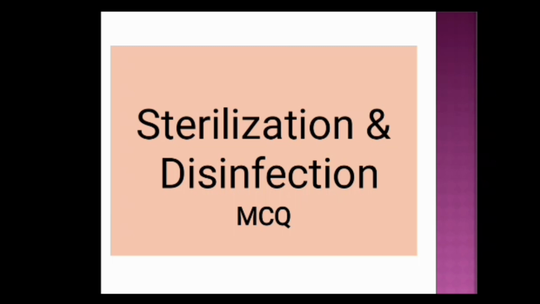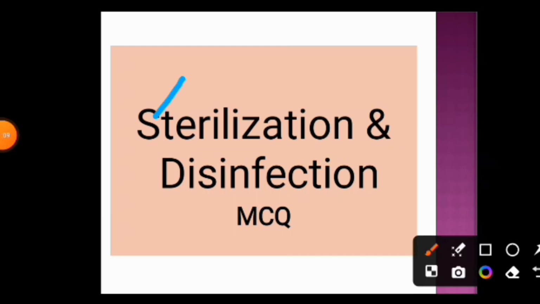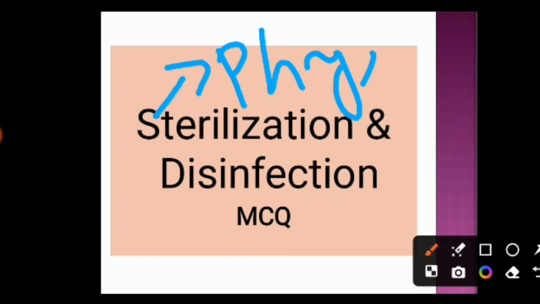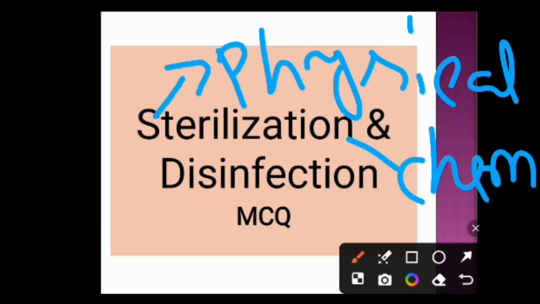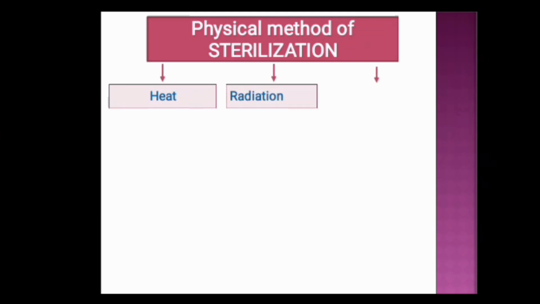So first and foremost, all of you know that there are two methods of sterilization, that is physical methods of sterilization and chemical method of sterilization. So, first of all, we will discuss the physical method of sterilization. This physical method of sterilization includes heat, radiation, and filtration.